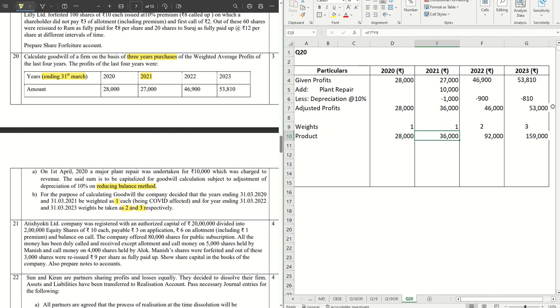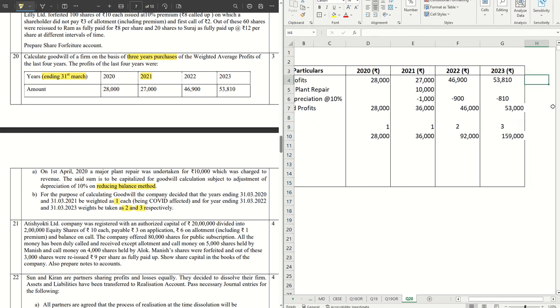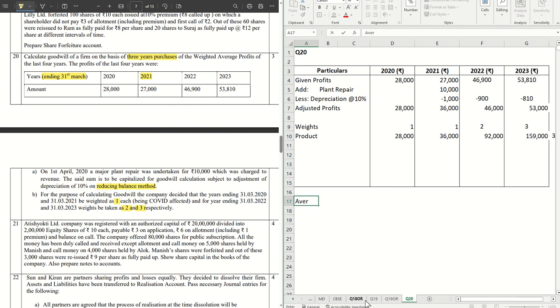All right. Now this is the table that we have got. We have to calculate the average profit, which is the summation of the products divided by the summation of weights. Okay, so let's do the total. We can do it here itself. So for sum of weights, we have 7, and for sum of products, we have 3,15,000. So let's calculate the average profit.